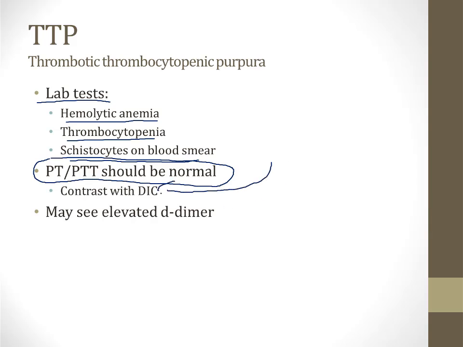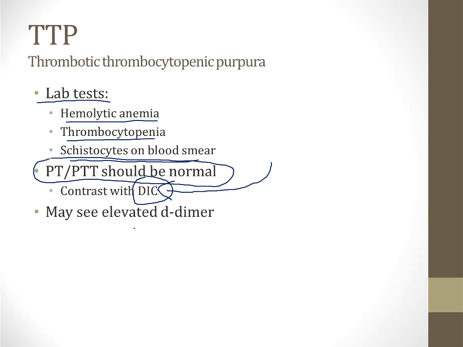and this is an important distinction between TTP and DIC. In disseminated intravascular coagulation, which we'll talk about in a minute, there are also thrombi formed throughout the body, but in DIC those thrombi consume the coagulation factors and prolong the PT and PTT. The thrombi that form in TTP are primarily made up of platelets, and therefore they do not consume clotting factors, and the PT and PTT usually remain normal.